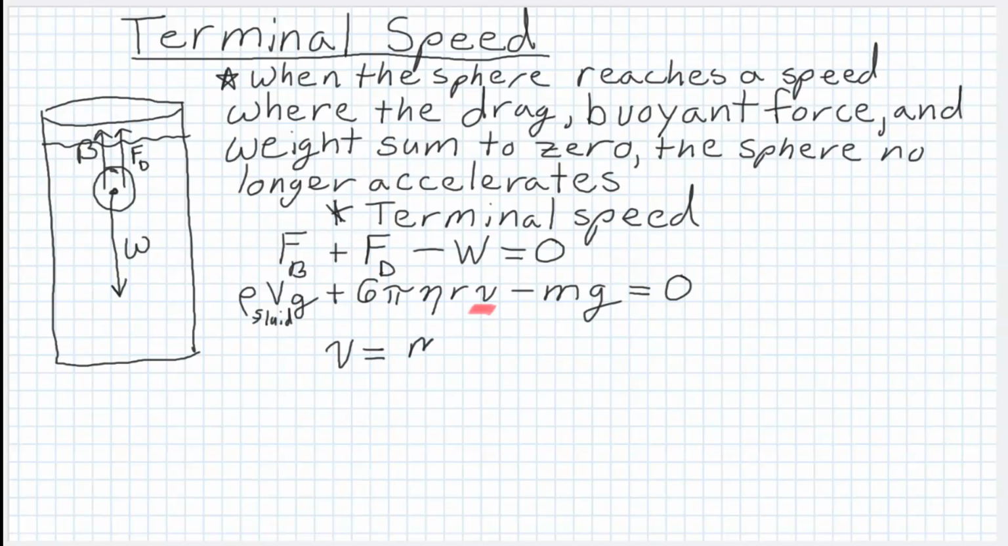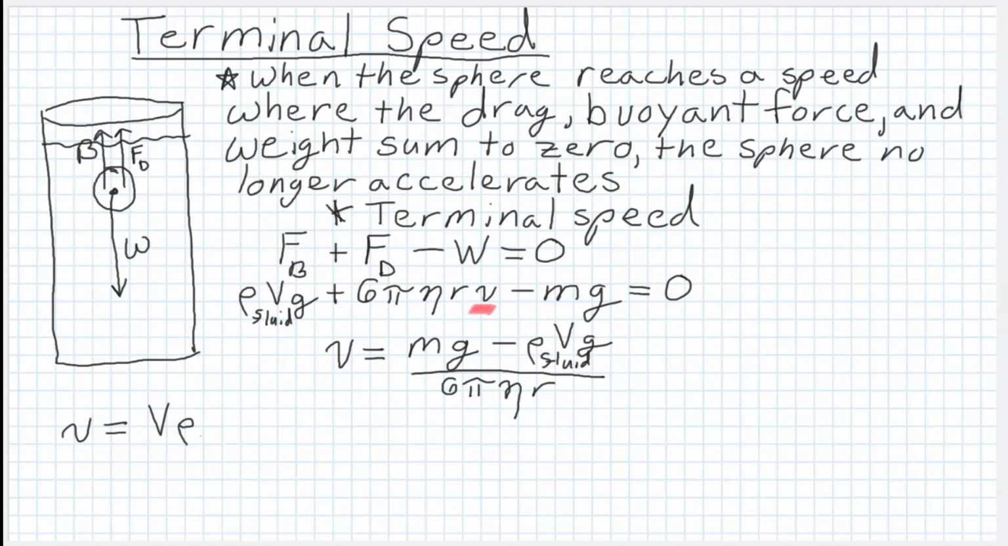So I'm going to isolate the speed, and I'll move everything else to the other side of the equation. So I end up with the weight minus this term which describes the buoyant force divided by 6 pi viscosity times the radius of our sphere. Okay, so we could stop there, but we could also simplify this equation by expanding out the mass of our sphere into density and volume.